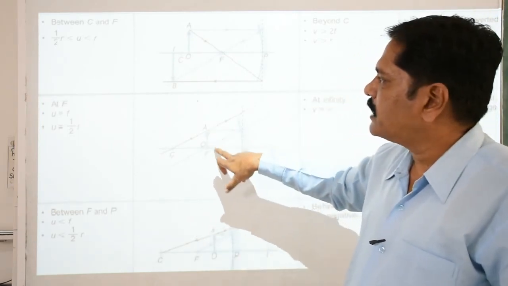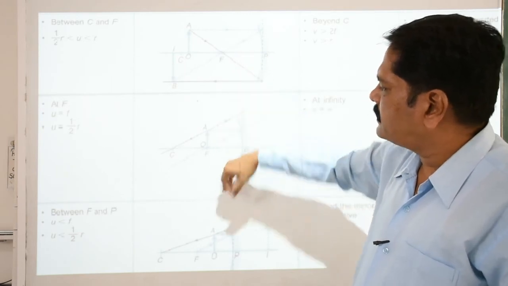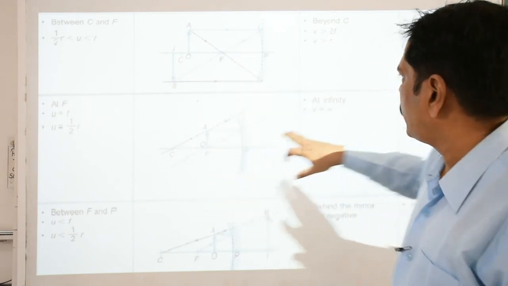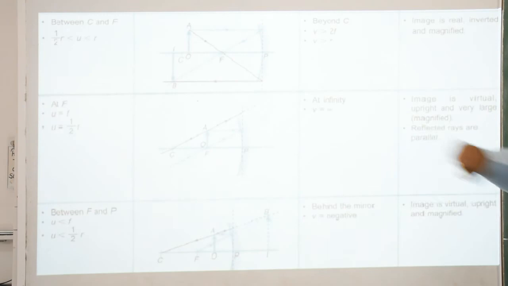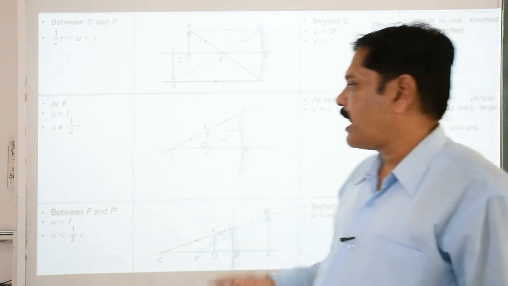Okay, now in this case, if the object is exactly placed on the focus, then the image will form at infinity. Okay, it is upright, and the reflected rays will be parallel.